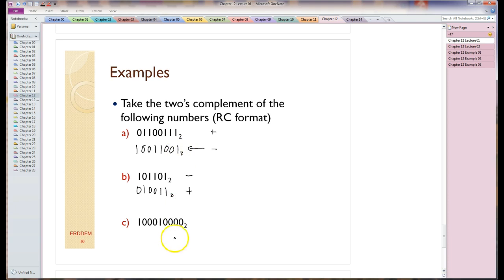Lastly, it's pretty straightforward. This one's a little bit different. Once again, I'm starting at this side, bringing these numbers down. I still haven't seen a 1. I finally see a 1. I bring it down, and I toggle all the other bits. Once again, this starts off as a negative number and ends up as a positive number.